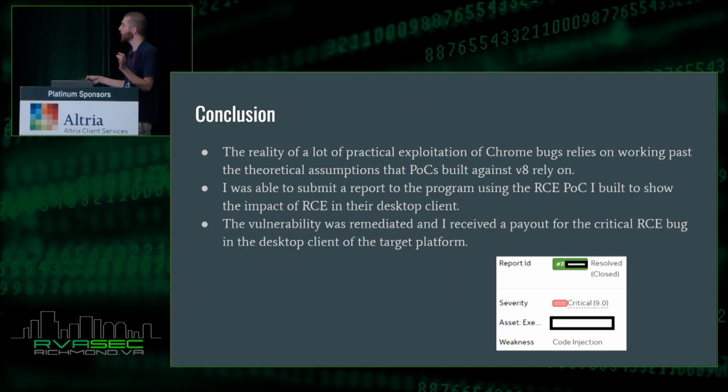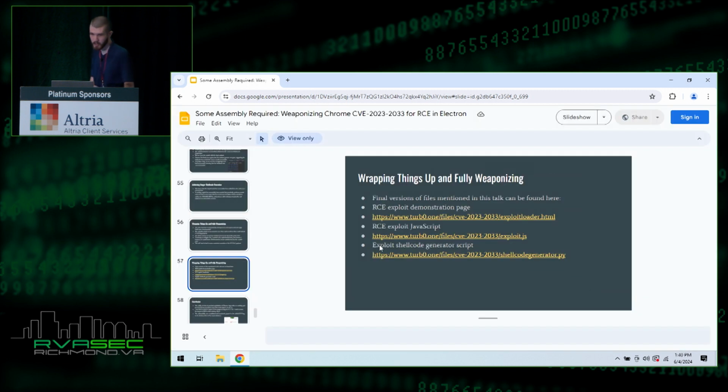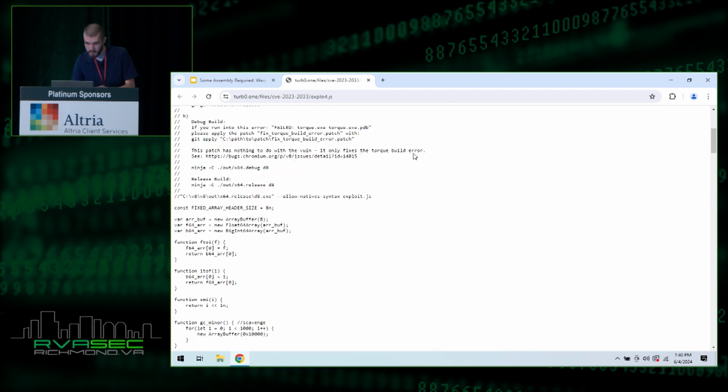Yeah, so the way that this went, I was able to get the RCE POC working on the actual desktop client. I was able to get a vulnerability report submitted on HackerOne. The company fixed the bug, and they paid out for a critical remote code execution bug, which was excellent. It's not disclosed, so I can't say who it was or what it was, but it worked in practice, which was great.